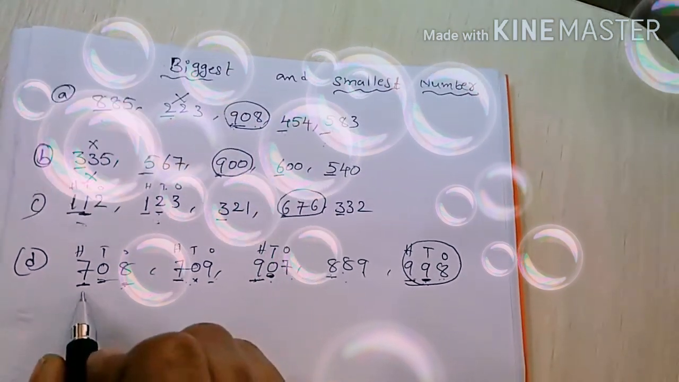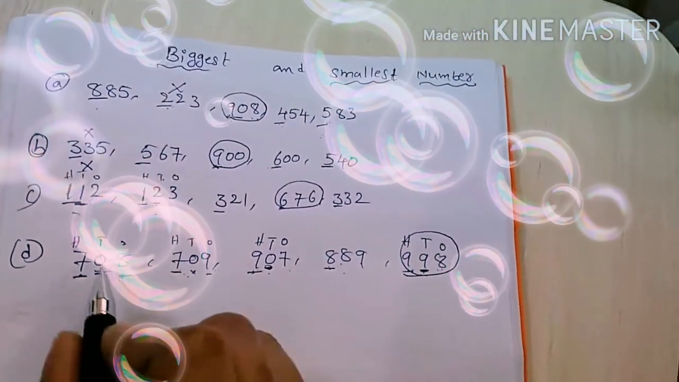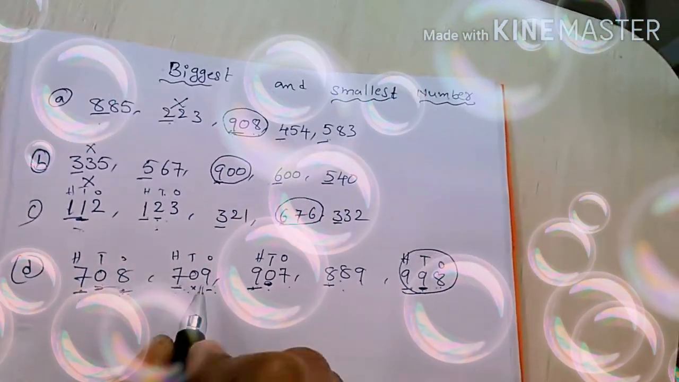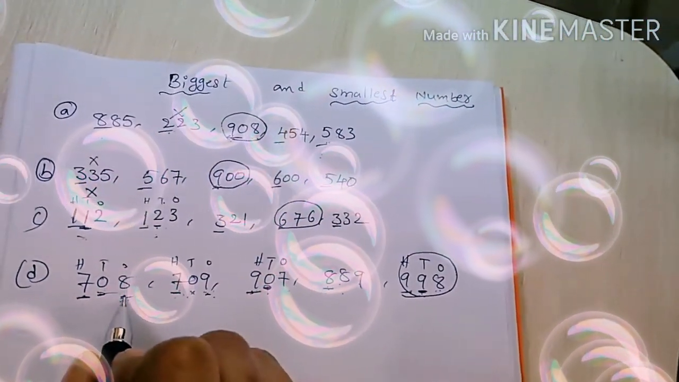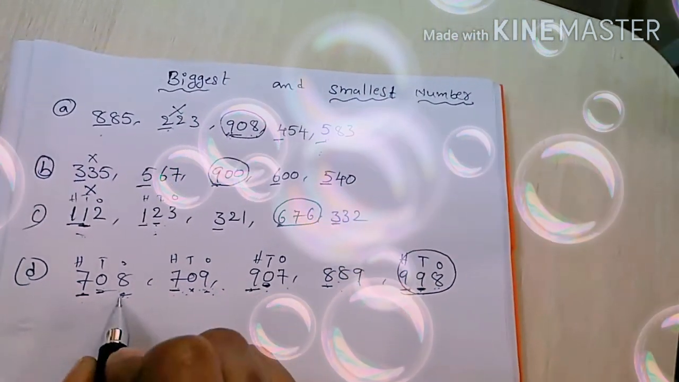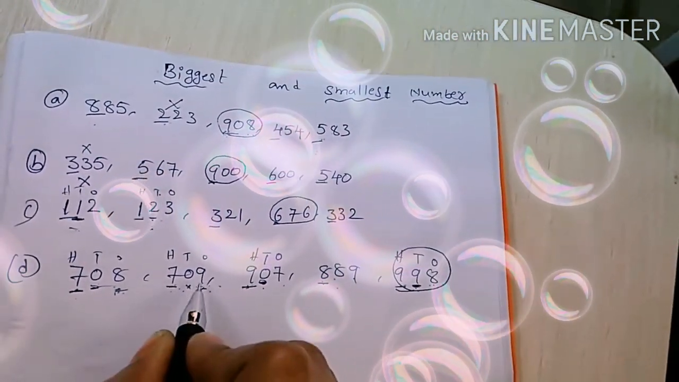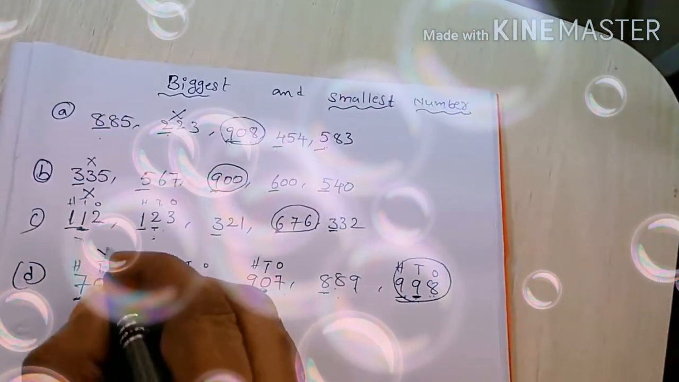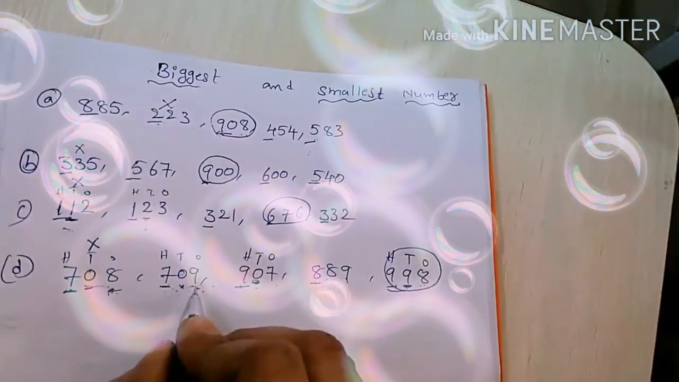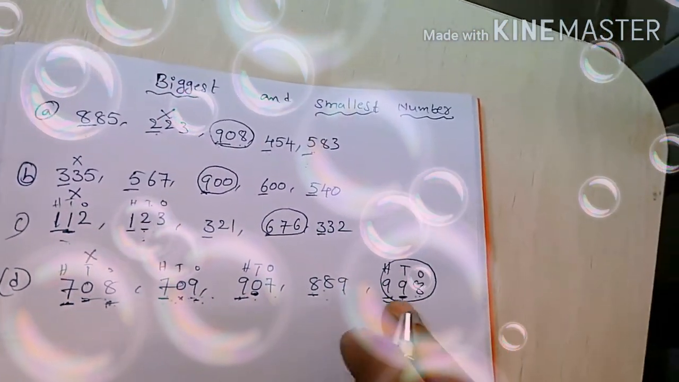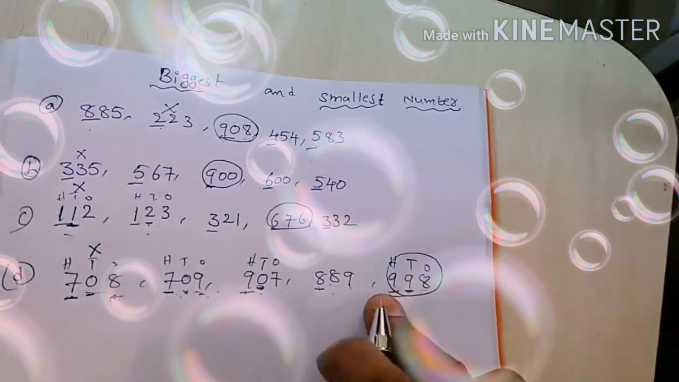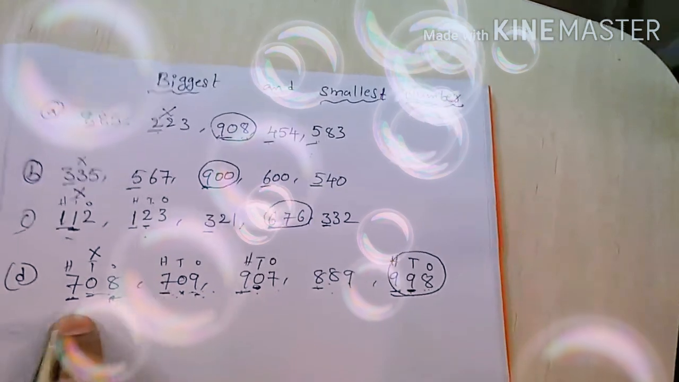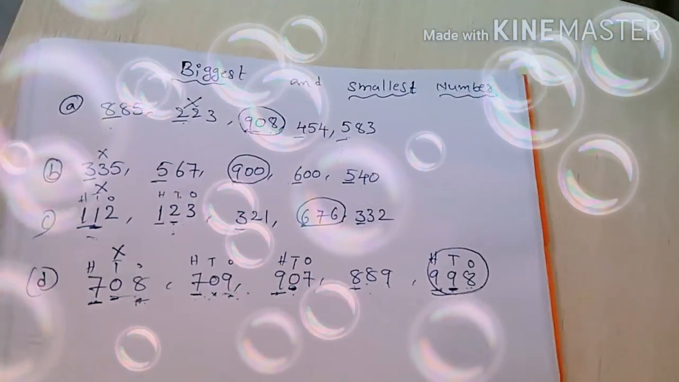So 708 is smaller than 709. Here 9 ones, here 8 ones. 8 is smaller than 9. So automatically 708 is smaller than 709. In the given sum, 998 is the biggest number. 708 is the smallest number.